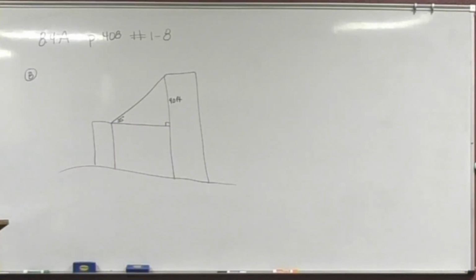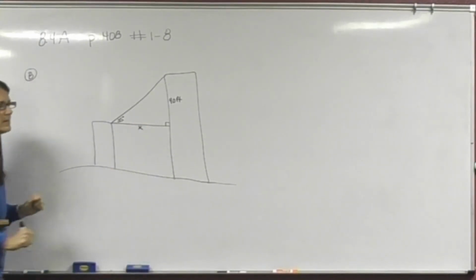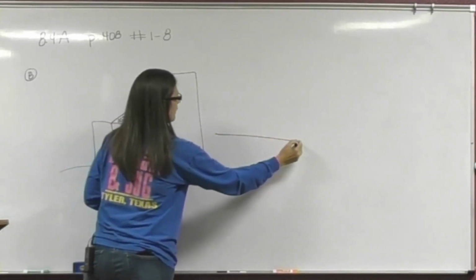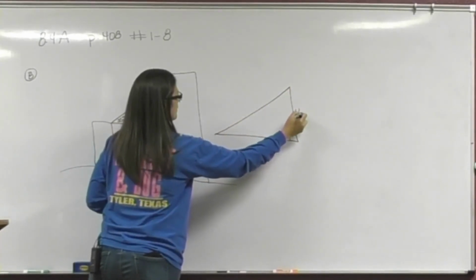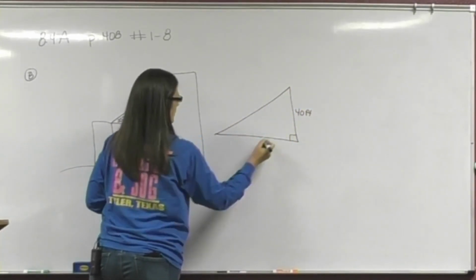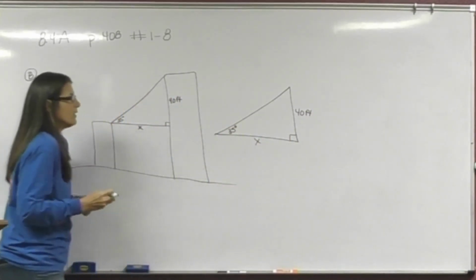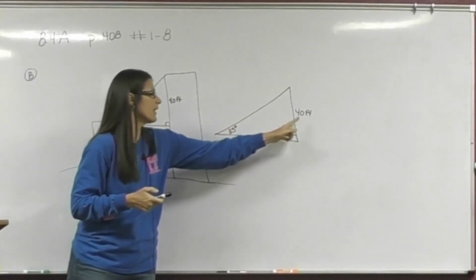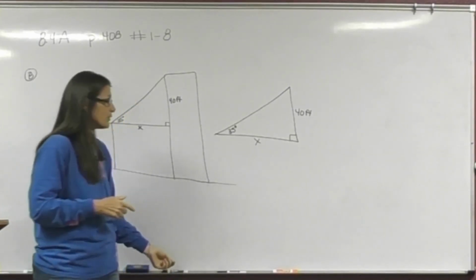And the question is, how far apart are the buildings? So that's that distance right there. Okay, so we have a right triangle we can extract that looks like this. So if I were to solve this from this angle, I've got opposite and adjacent, I would use tangent. Okay, so that's what we'll do tomorrow.